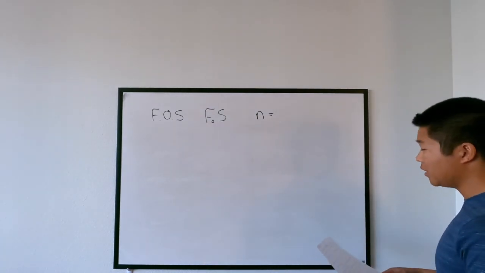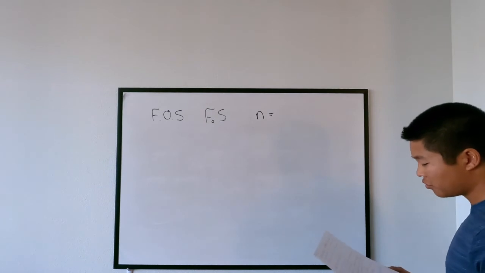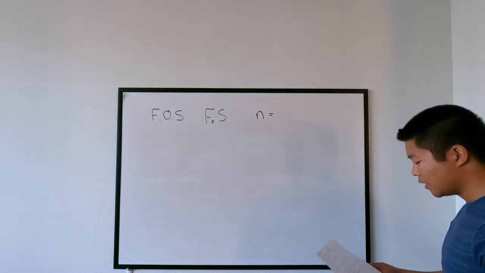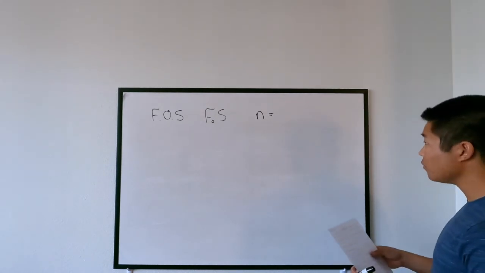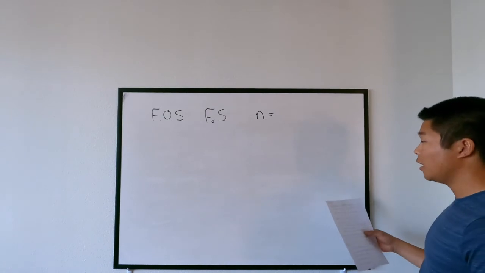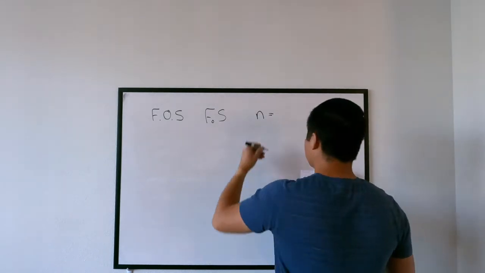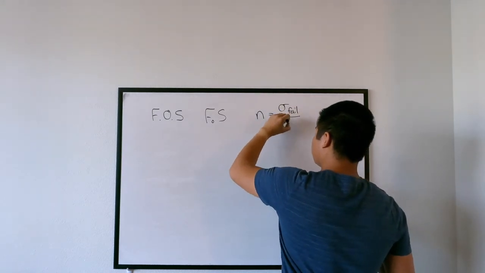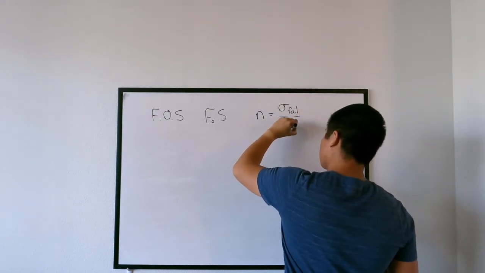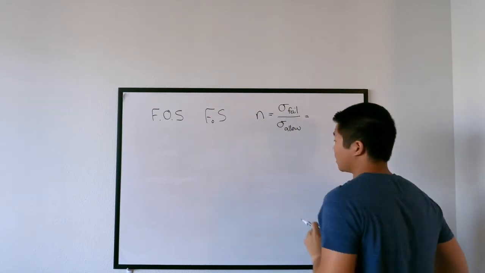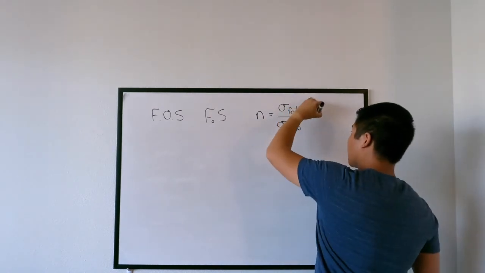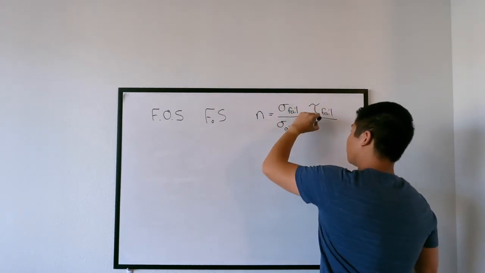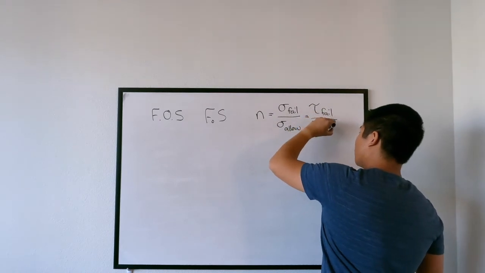So as I have it written in the notes, I have the failure stress is equal to the factor of safety times the allowable stress. Okay, if you put it into a form that you solve for N, you get the failure stress divided by the allowable stress. Okay, and of course you can do the same thing with your tau. So you can write tau failure divided by tau allowable.